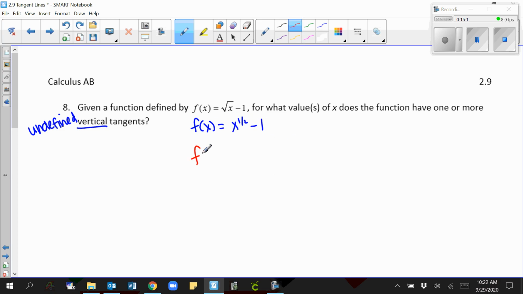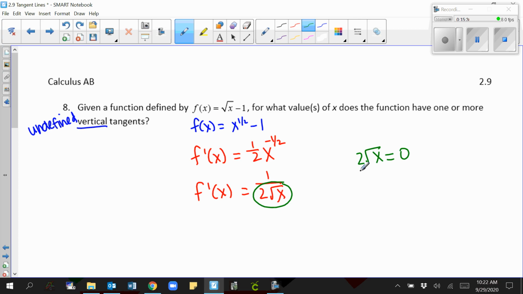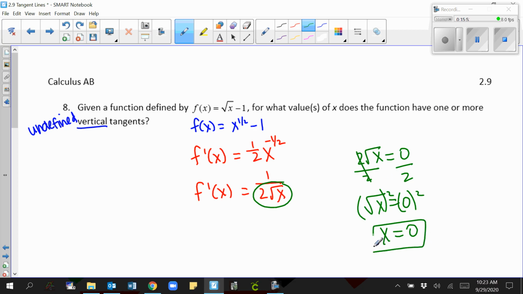So now when I take my derivative, I have 1/2 times x to the, well, 1/2 minus 1 is a negative 1/2. So my derivative is equal to 1 over 2 square root of x. So I'm going to take that denominator, 2 square root of x, and set it equal to 0. Divide both sides by 2, so the square root of x is equal to 0, and square both sides, so x is equal to 0. So the value of x where the function has a vertical tangent line is x equals 0. It's only 1.